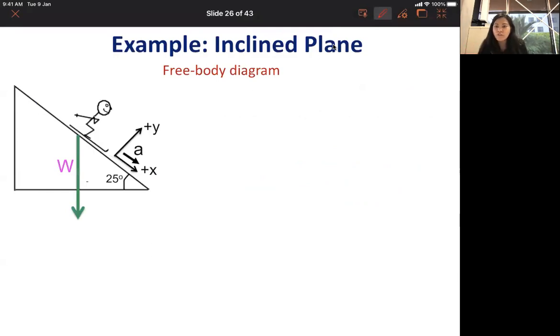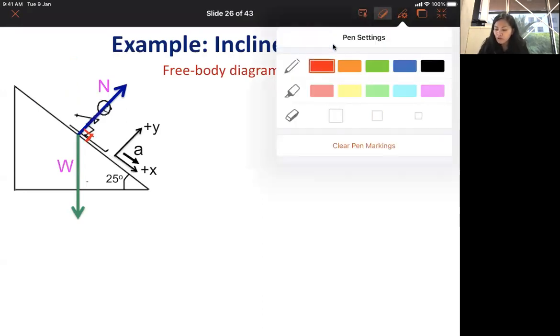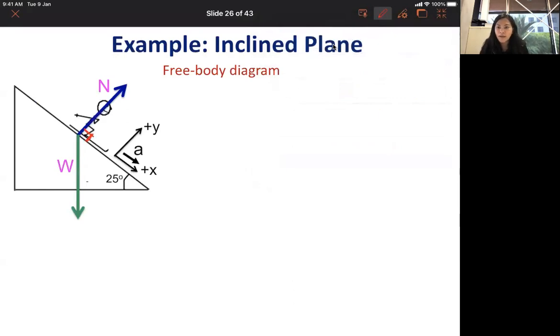What's the direction of the normal force here? Should I draw the normal force vertically upwards, or should I draw it with some angle? Yes, yeah. So the normal force is always perpendicular to the surface. Okay, so there should be a 90-degree angle between the surface and the normal force. So yeah, vertical normal force is incorrect. So let me take that away.